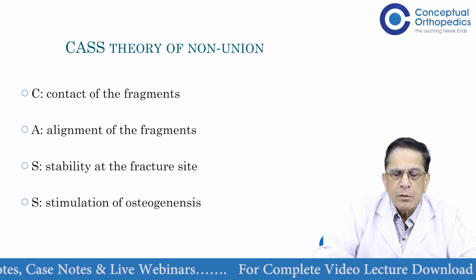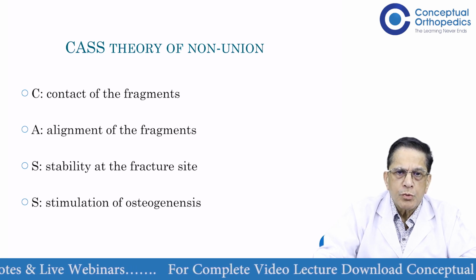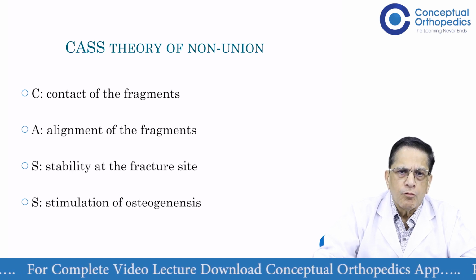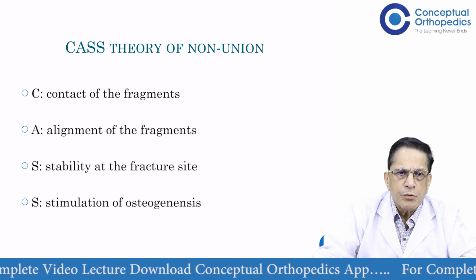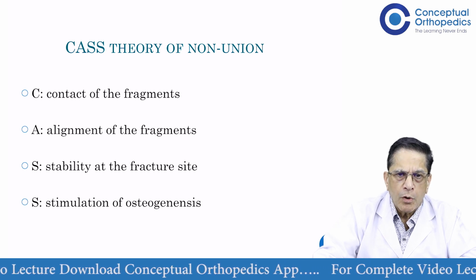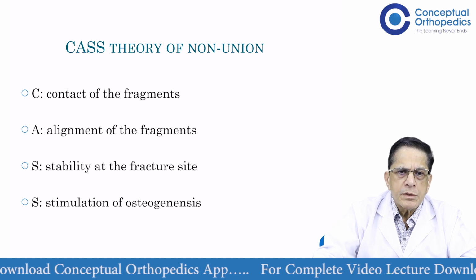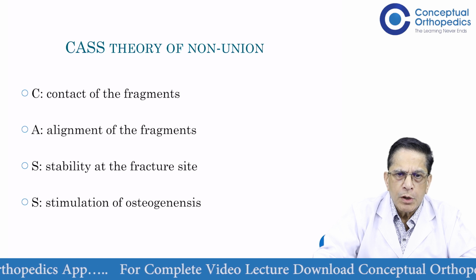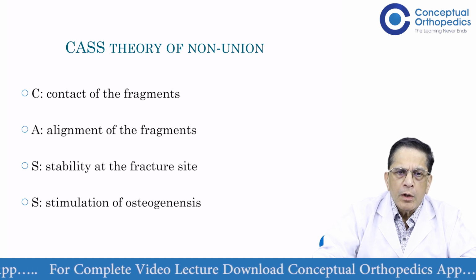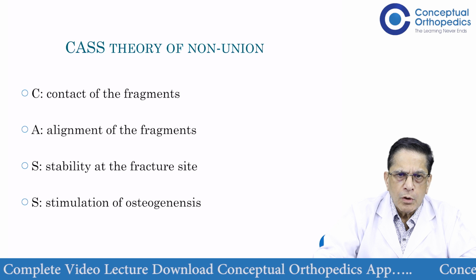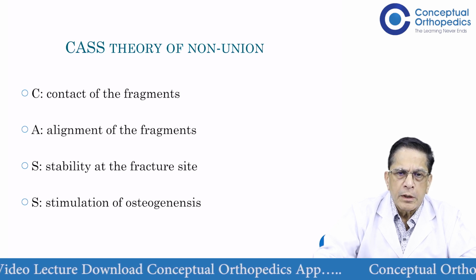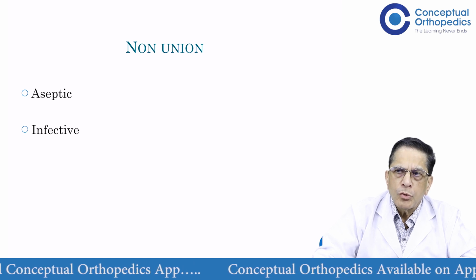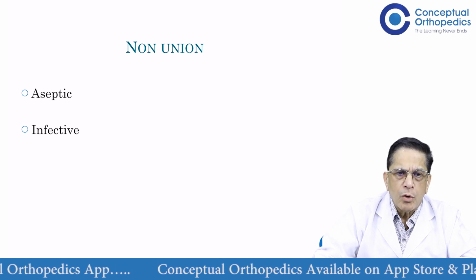In today's days, what we practically use is what is called the CAST theory of non-union. In CAST, the four letters indicate: C is for contact of the fragments, A is for alignment of the fragments, S is for stability at the fracture site, and the last S is for stimulation of osteogenesis. If any one or more factors of these four are involved, it can result in non-union. The non-union can be either aseptic or infective.